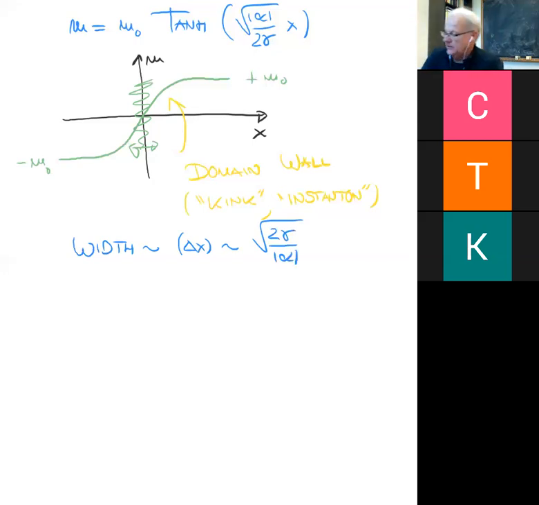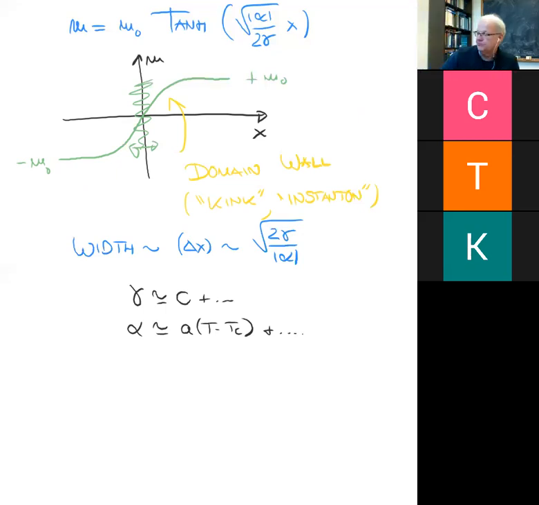Okay. And now you can remember that gamma is some kind of constant. Gamma was some kind of constant plus terms of order t minus tc. But alpha vanishes near the phase transition. So alpha was some kind of constant of the form t minus tc plus higher order terms. So one of the first predictions of this theory is that the width of the domain wall goes like 1 over the square root of t minus tc.